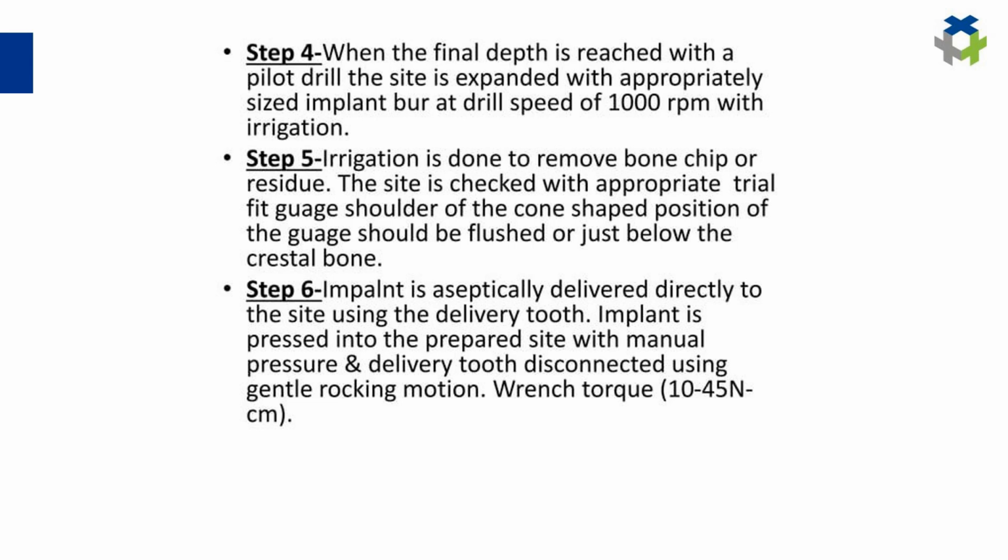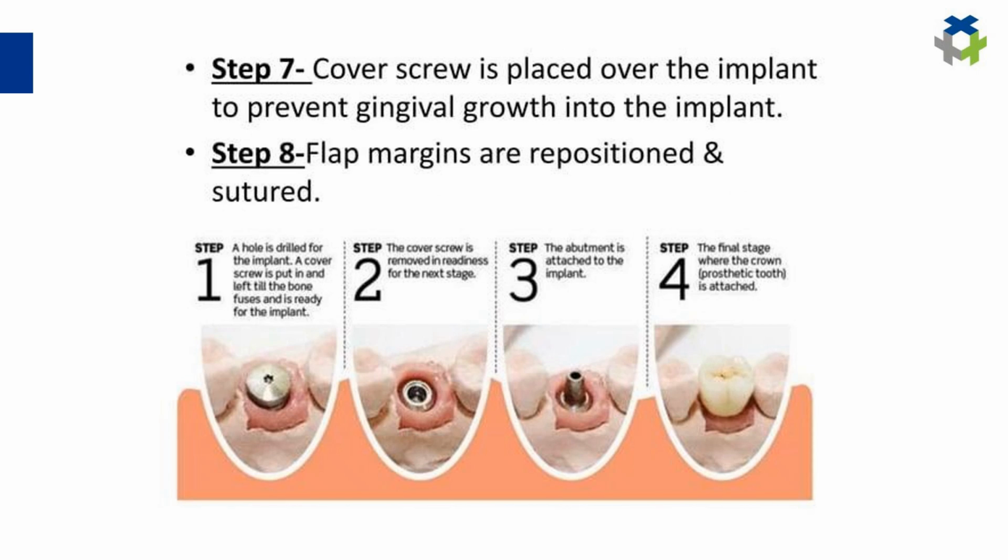Step 6. The implant is aseptically delivered directly to the site using the delivery tool. The implant is pressed into the prepared site with manual pressure and the delivery tool is disconnected using a gentle rocking motion. Wrench torque is 10 to 45 Newton centimeter. Step 7. A cover screw is placed over the implant to prevent gingival growth into the implant, and the flap margins are repositioned and sutured. So this is stage 1.